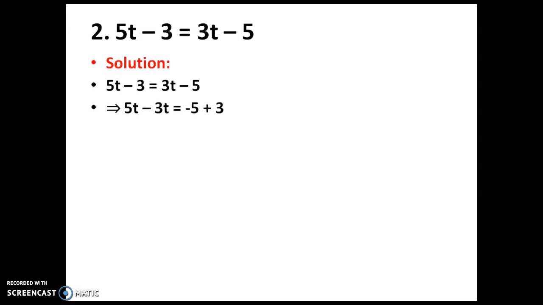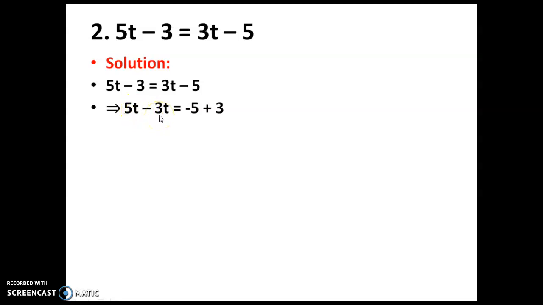We are going to bring this 3t in the RHS to the LHS. It's on the right side, and we are going to take it to the LHS. Here it is plus, so it will go as minus on the other side of equal to. That's why we are writing 5t minus 3t.